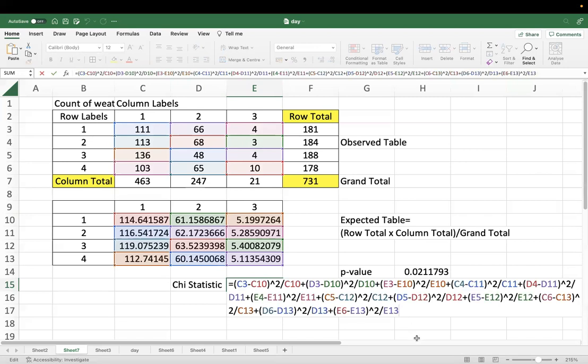Observed minus expected whole square divided by expected for each cell. For each cell, observed minus expected whole square divided by expected. Observed minus expected for every corresponding cell.